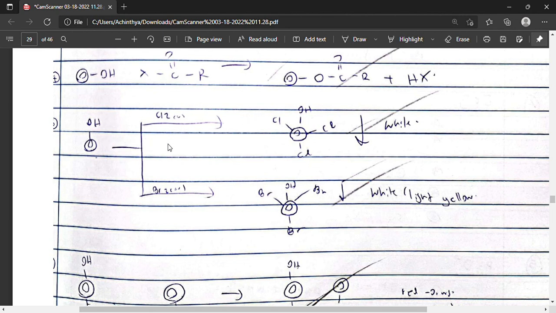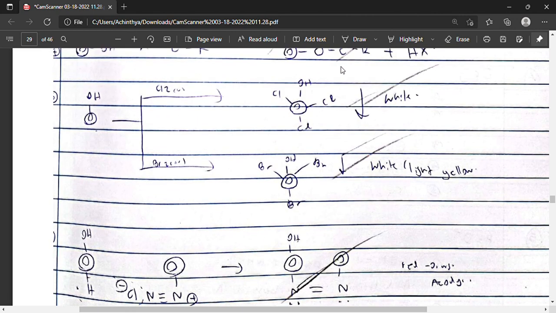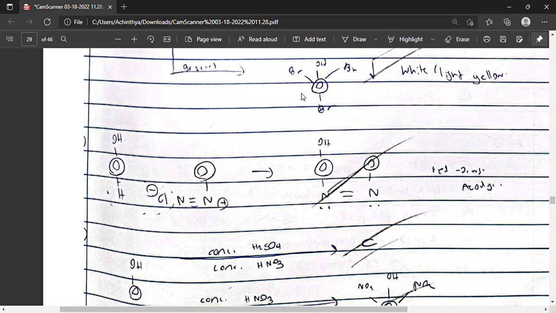We can react phenol with chlorine aqueous or bromine aqueous to get these products, where the halide atoms go to the ortho positions and the para positions to produce these white precipitates. This one is a light yellow in particular. This is 2,4,6-tribromophenol. This is 2,4,6-trichlorophenol.